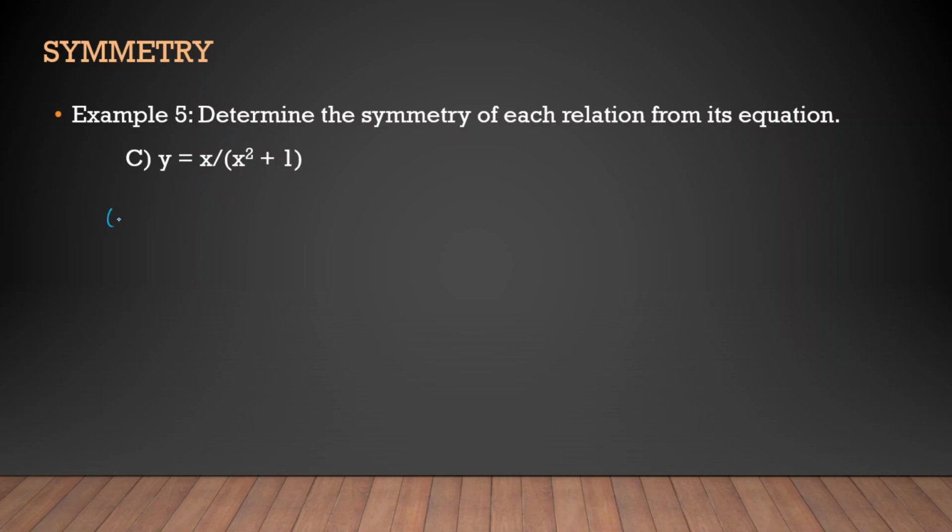Again, I'm going to just try these different points. So if I plug in negative x, let's see what happens. If I let x be negative, what I end up with is a negative on the top, but I end up with the same thing I started with on the bottom. So this ends up being a negative y. So negative x results in a negative y. So I get that reflection about the origin.